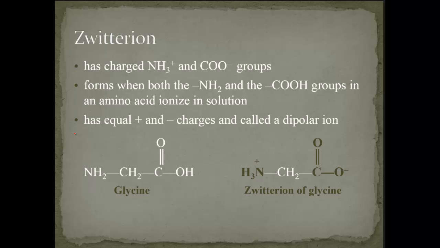A Zwitterion has a charged NH3+, so the NH2 added a hydrogen, and then the COOH lost a hydrogen. So you have a positive end and a negative end. It forms when both the NH2 and the COOH groups in an amino acid ionize in solution. Has both positive and negative charges and is called a dipolar ion. The positive and negative cancel each other out, so the overall net charge is still neutral. It's still 0.